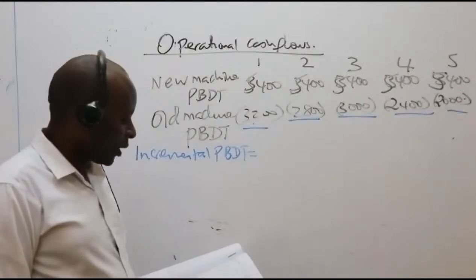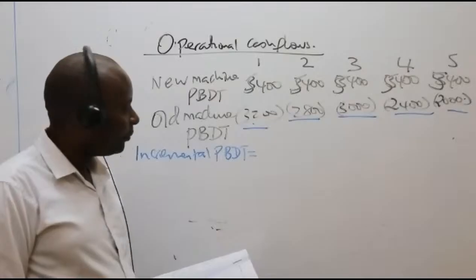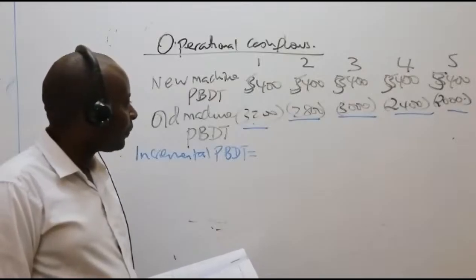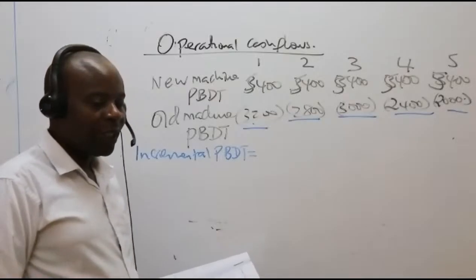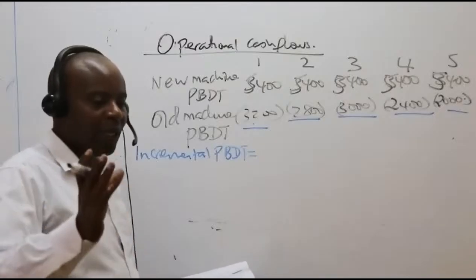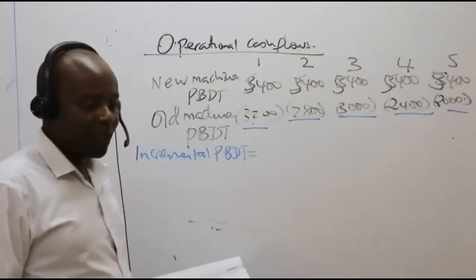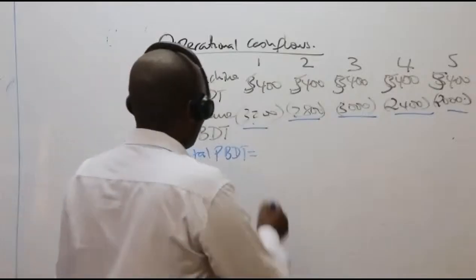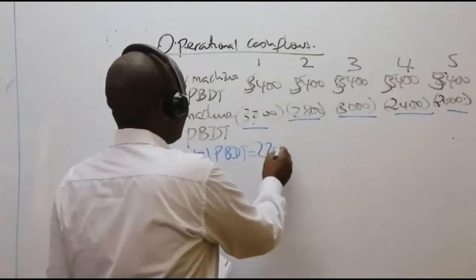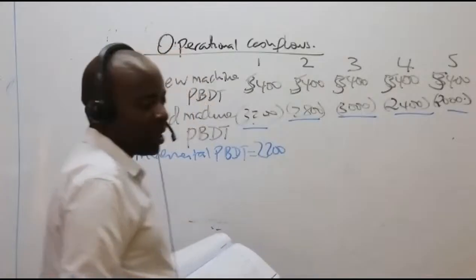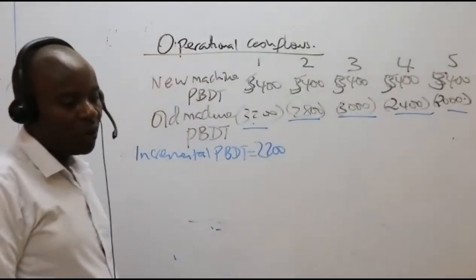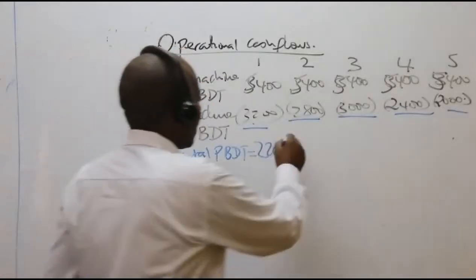13,600. Did you add or something? No. We are subtracting. We want to see the increase. If we bring this machine, how will our profits here increase? So the first one, I'm being told, is 2,200. How about the second one? The second cash flow is 2,600.